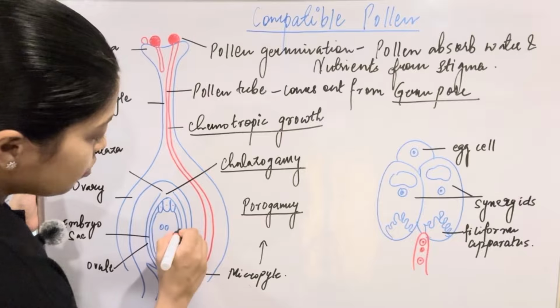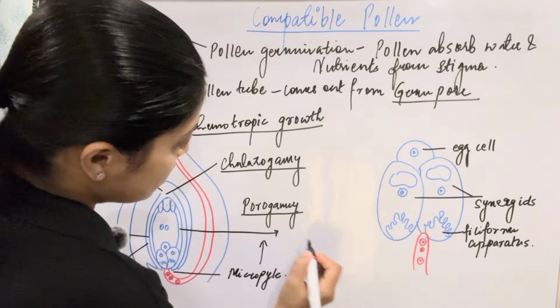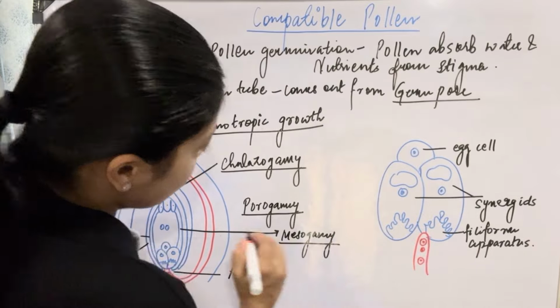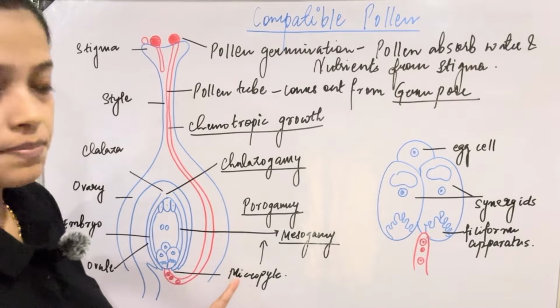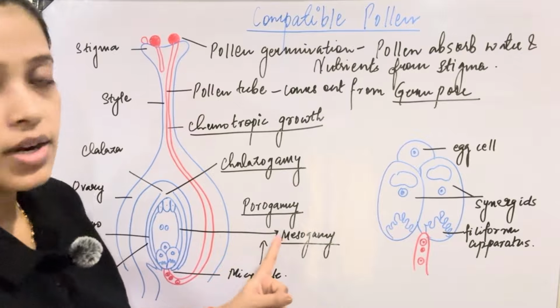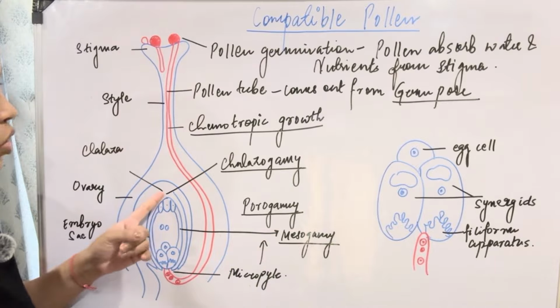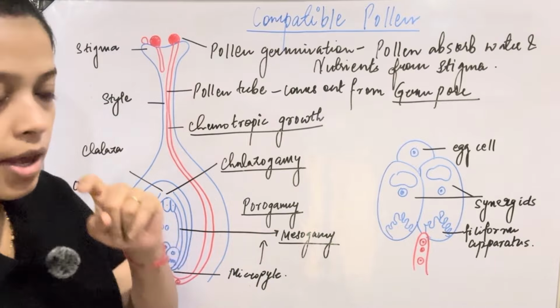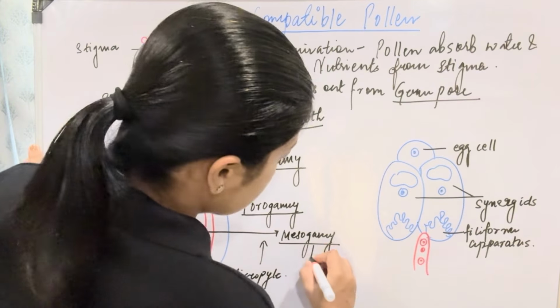If it enters through the middle, from the integument, it is called mesogamy. If it enters through the micropyle, it is called porogamy. If it enters through the integument, mesogamy. If it enters through the chalaza, chalazogamy. Mesogamy happens in pumpkin.